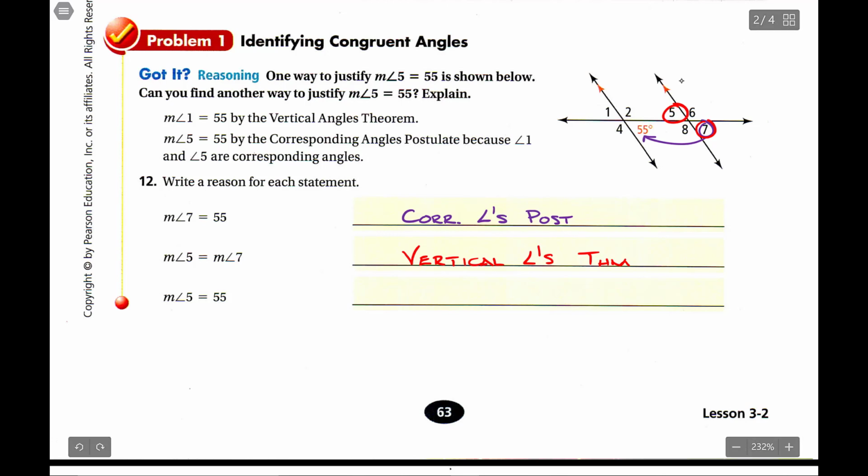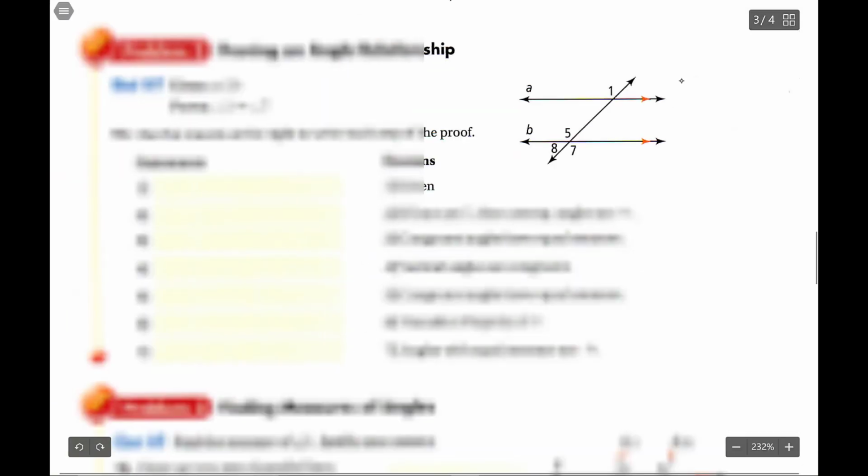And then the measure of angle 5 is 55 degrees. That comes from the transitive property of equality. We've already indicated that the measure of angle 7 is 55 degrees in the first step. In the second step, we said that the measure of angle 5 is equal to the measure of angle 7. So therefore, by the transitive property of equality, we can see that these angles are equal. Right, transitive property of equality. I keep zooming in too much. All right.